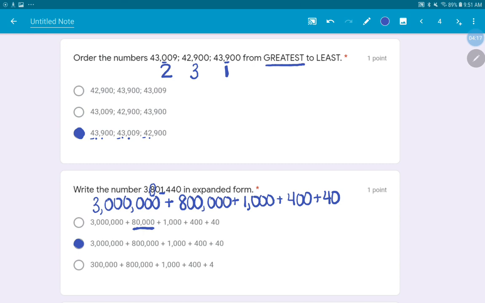It has a 4 instead of a 40. Do you see anything else that's wrong with it? What else, Caden? There's a 300,000 instead of. Yeah. And it has 300,000 instead of 3 million.